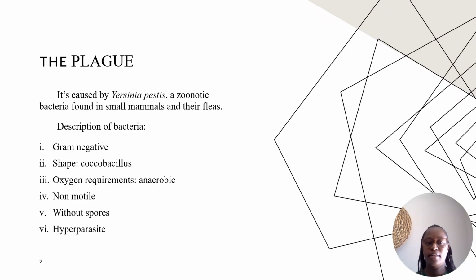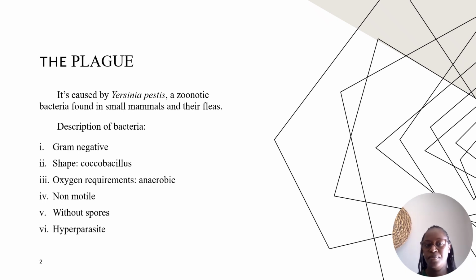So the plague is spread by the Yersinia pestis. This is a zoonotic bacteria that is found in small mammals and their fleas. So the small mammals include rats, mice, small rodents, sometimes dogs. The fleas that are found in these animals are the carriers of the plague. And the plague can stay for a very long time in these fleas before it spreads to humans.